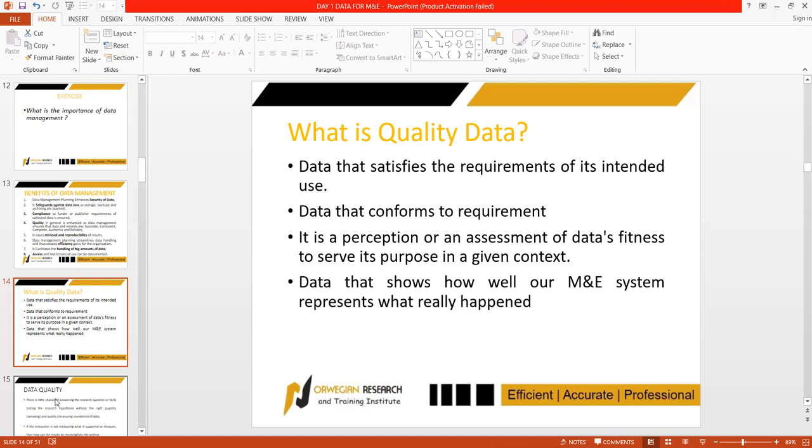He provided a complete description, even the kind of wood that was to be used for the door, the weight and the dimensions, everything, how it was supposed to be built. Full detail was already provided, so the makers of that particular ark were only supposed to follow the manual that had already been provided. That's what we call a specification. So data that meets the specification, I call quality data. It's a perception or assessment of data's fitness to serve its intended purpose.